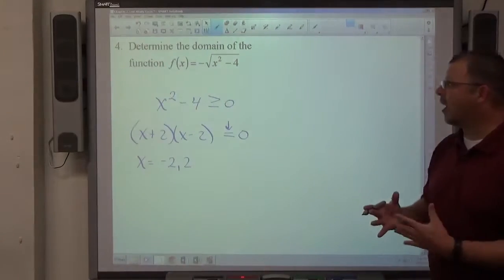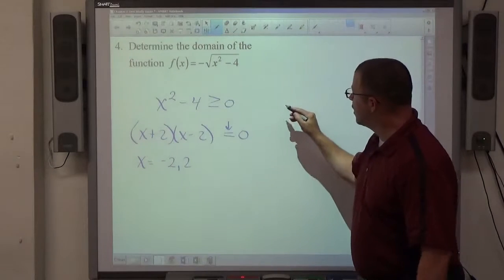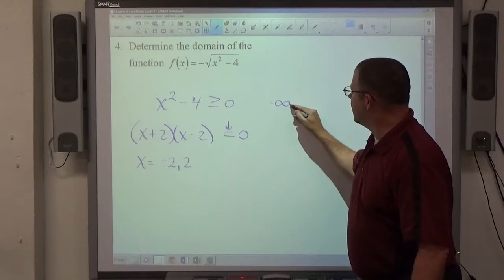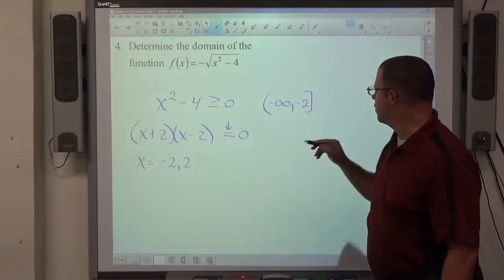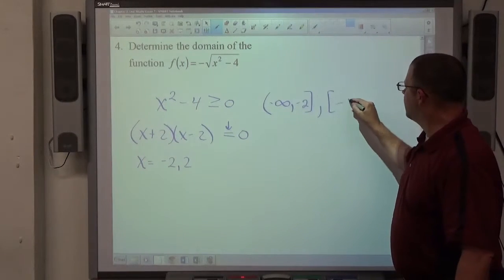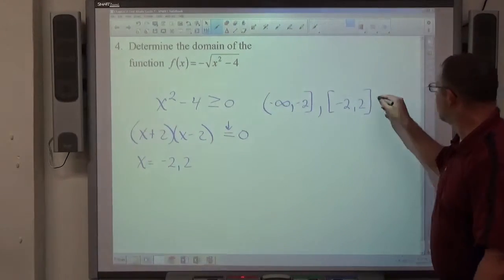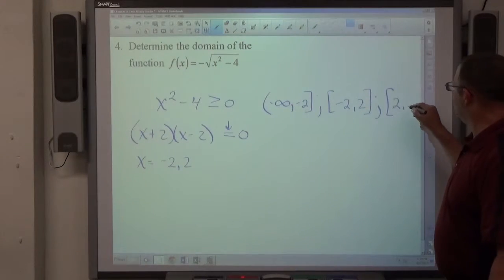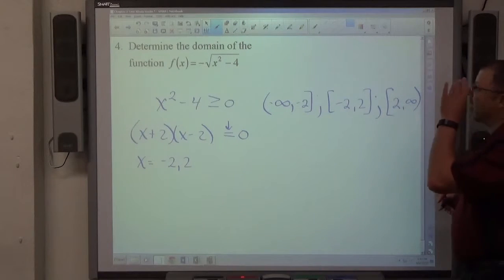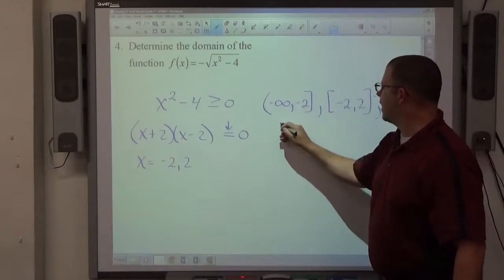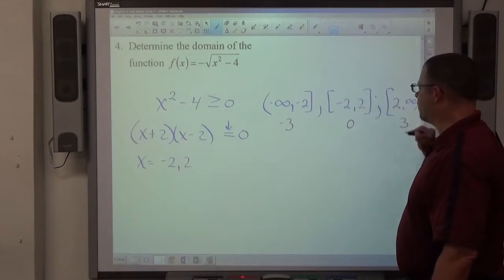Our goal is to find out every place where it's legal to have this function exist. So I'm going to start at negative infinity, go to negative 2. I'm going to put a bracket because there is an equals 2. I'm going to go from negative 2 to 2. Bracket that also because again there's an equals 2. And I'm going to go from 2 bracket up to infinity. Always parentheses on infinity. Then I pick my test points. Negative 3 lives in that region, 0 lives in that region, and positive 3 lives in that region.